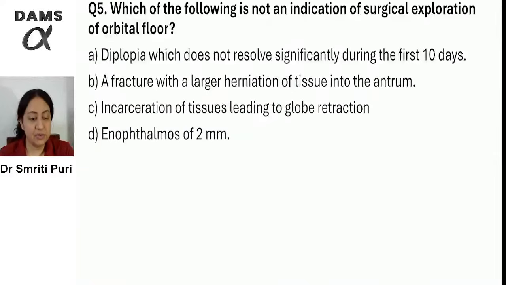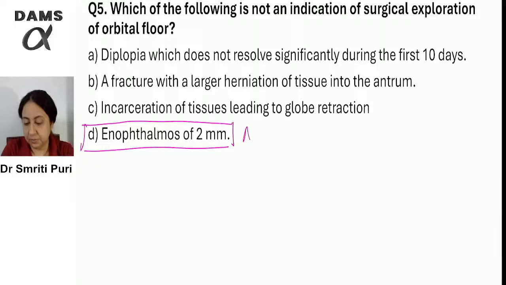Coming to question 5, which of the following is not an indication of surgical exploration of the orbital floor? A, diplopia which does not resolve significantly during the first 10 days; B, a fracture with large herniation of tissues into the antrum; C, incarceration of tissues leading to globe retraction; and D, enophthalmos of 2 mm. So the correct answer here is enophthalmos of 2 mm.